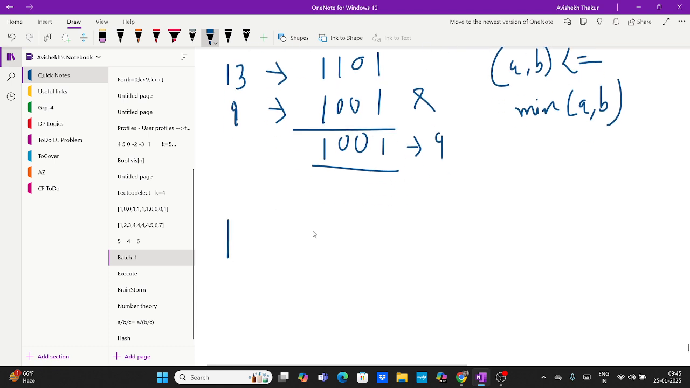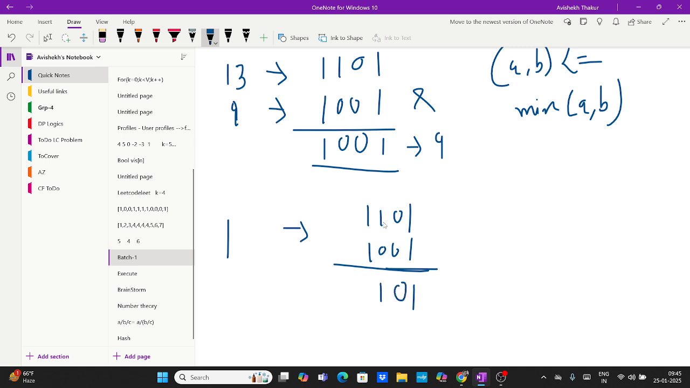Let's go to bitwise OR. Now what does bitwise OR do? Let's take the same number, 1001. Whenever at any position you have a bit set, it sets the bit. That means 1 and 1 is 1. In the case when both of them are 0, it becomes 0.